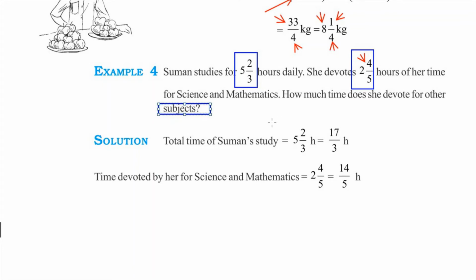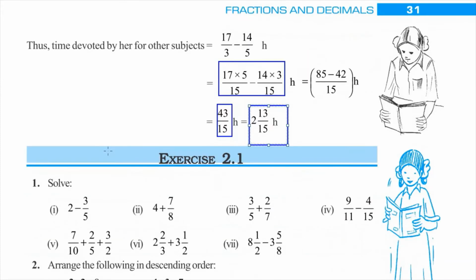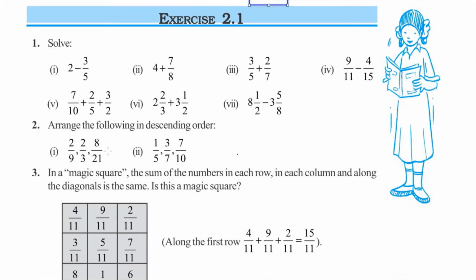Again, this is similar to our previous problem, where first we have to convert them into improper fractions, and then we have to convert them into like fractions, and then we need to find the difference. Once we have the difference, we need to convert it back into a mixed fraction, and then we can write the answer like this. Just go through this because it's going to help you solve the exercise 2.1.